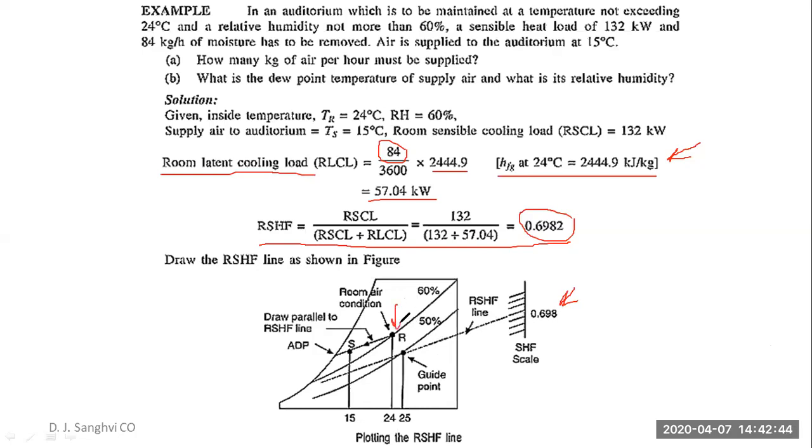You locate the room condition, 24 degrees Celsius, 60% relative humidity. And then you will draw a line parallel to the RSHF line passing through your room condition.